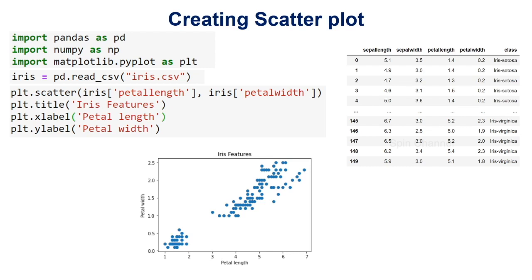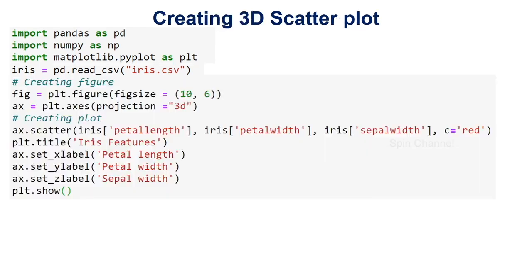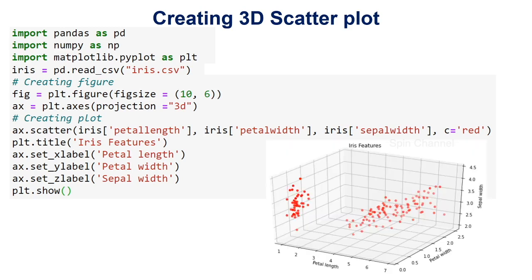Similarly, visualizing multidimensional data can also be done in scatter plots. So first, let us create a figure in a 3D projection and then create a plot with petal length on the x-axis, petal width on the y-axis and sepal width on the z-axis. So the graph is shown like this, which displays the variation of petal length, petal width and sepal width in a three-dimensional view.